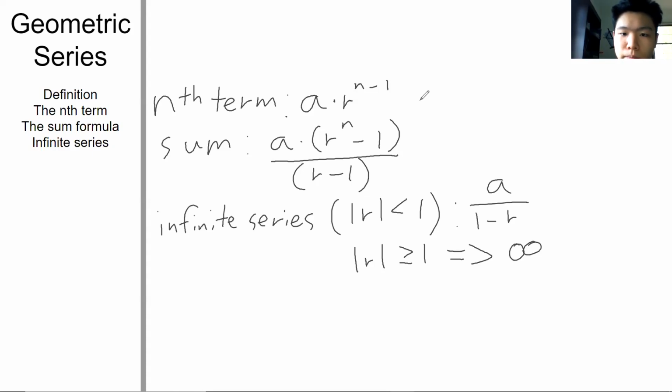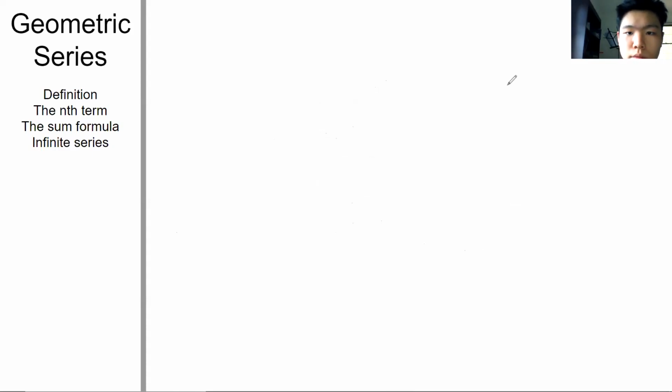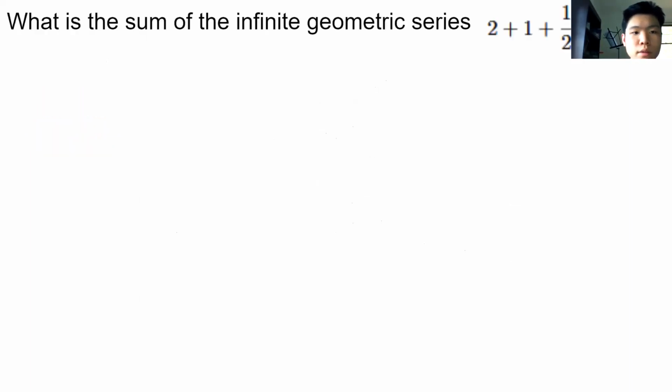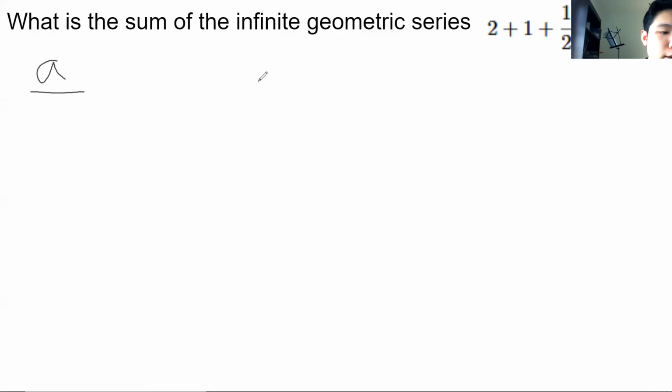Let's move on to the next page. So we have our problem here, and it's asking for the sum of the infinite geometric series 2 plus 1 plus 1/2 plus 1/4 and so on. And I'll remind you that the formula for this is the first term a divided by 1 minus the common ratio r. So I'll just give you guys a few seconds to think about that.